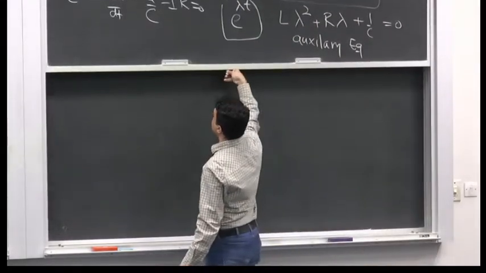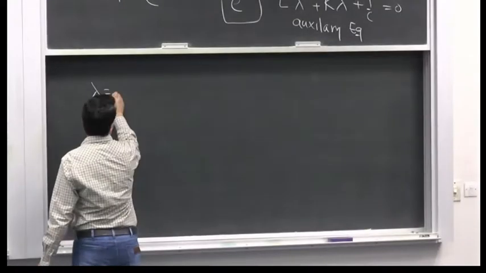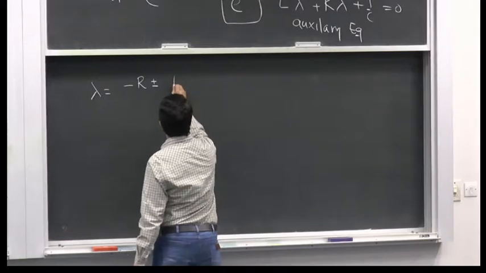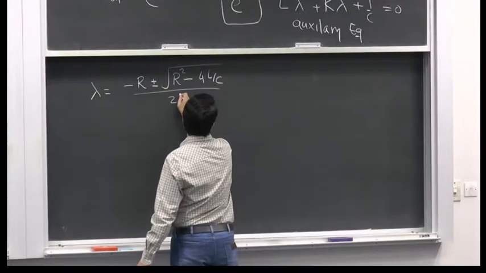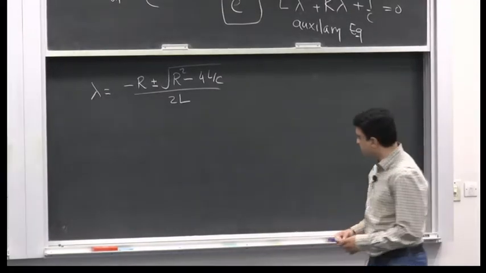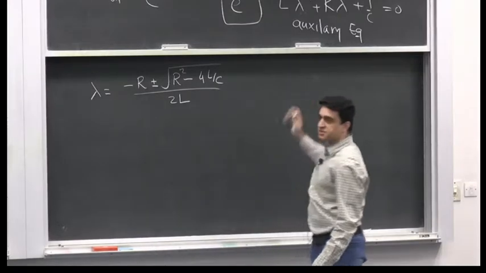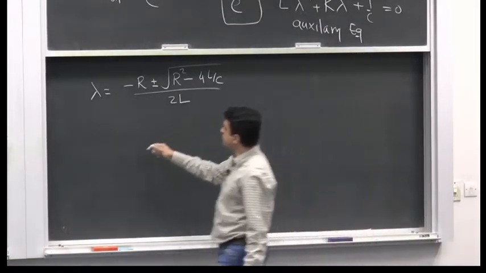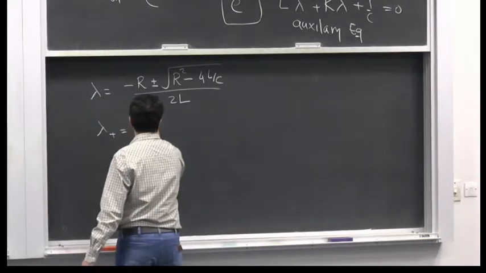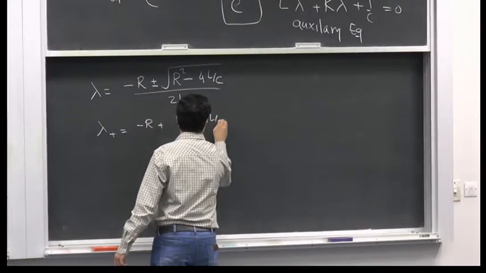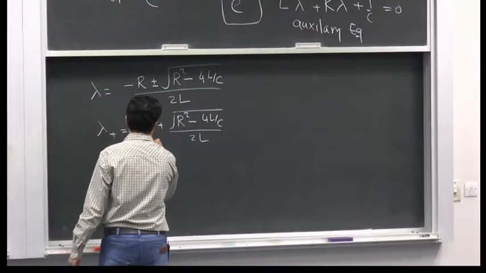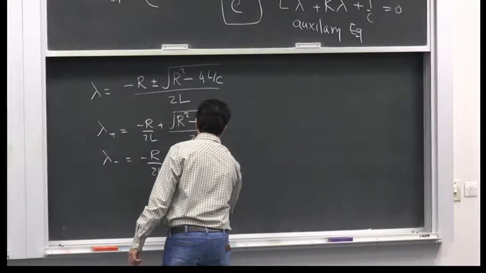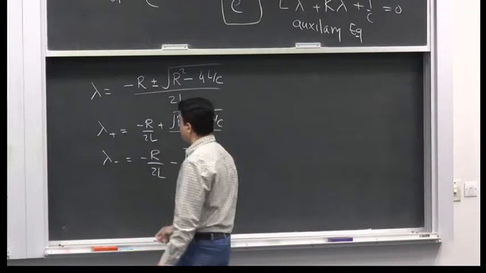So let's try to find out what that lambda is. Lambda would be equal to minus R plus or minus the square root of R squared minus 4L by C, divided by 2L. This is basically the solution of this characteristic equation. True? So you get two solutions. You get a lambda plus, which is minus R plus the square root of R squared minus 4L by C, divided by 2L, and you get a lambda minus, which is minus R by 2L minus the square root of R squared minus 4L by C, divided by 2L. These are the two solutions you get.